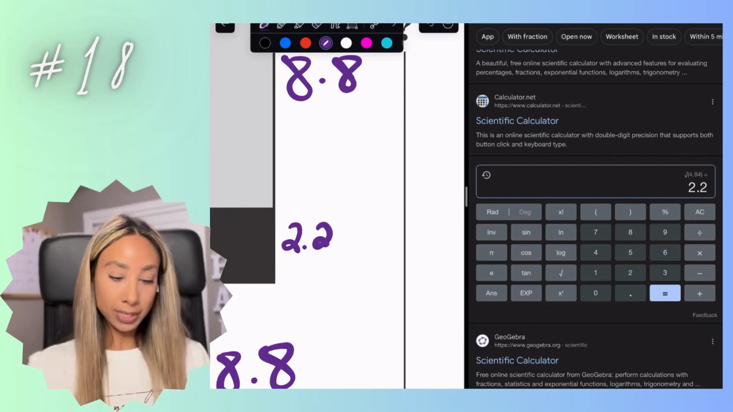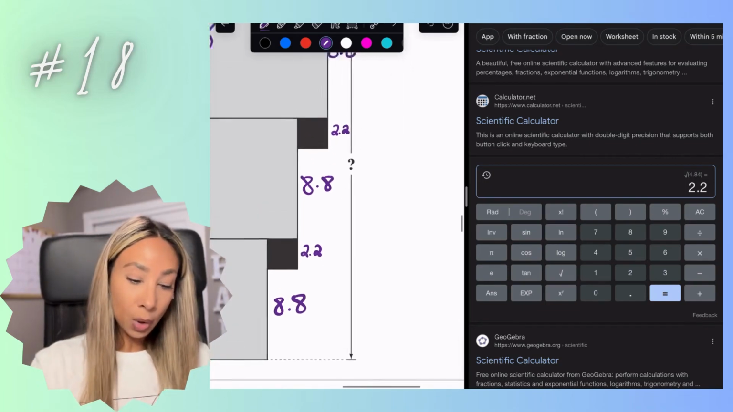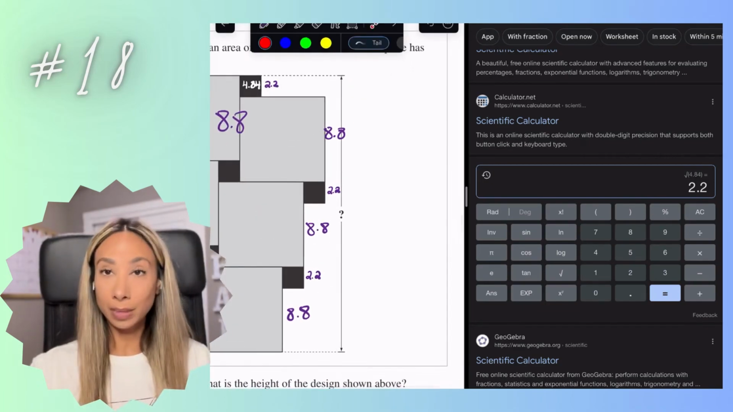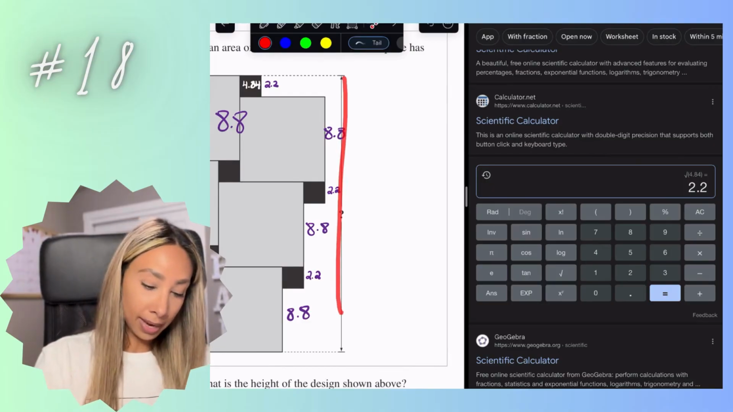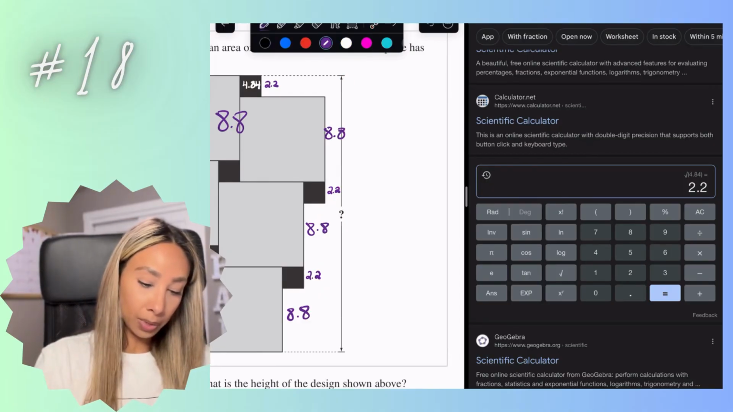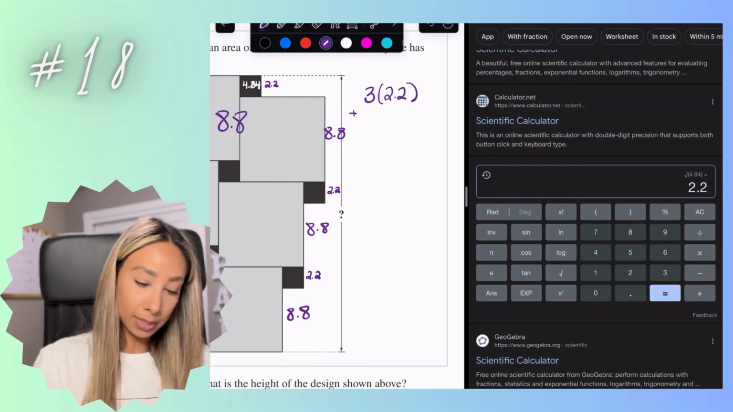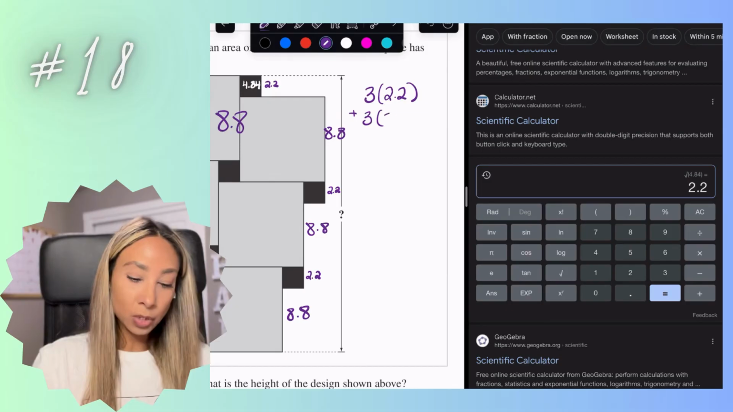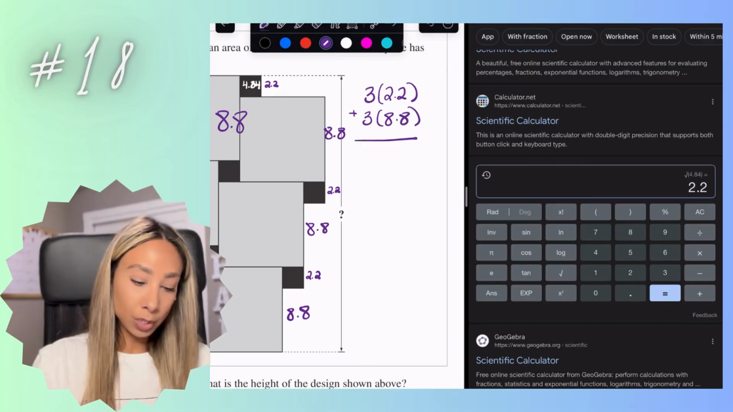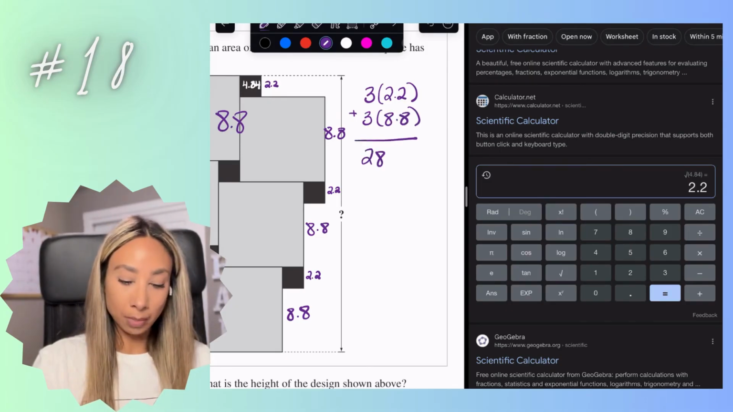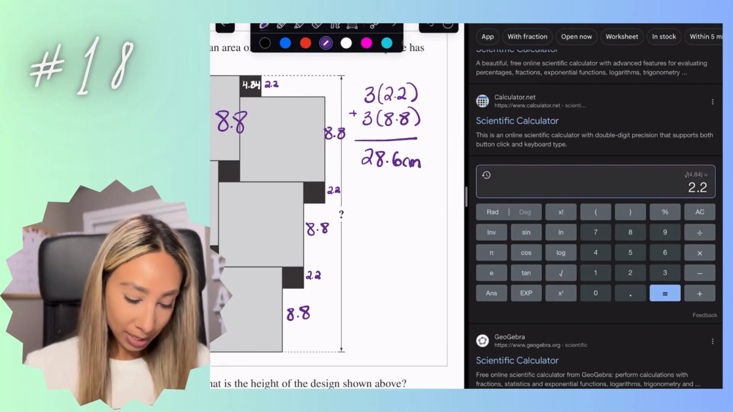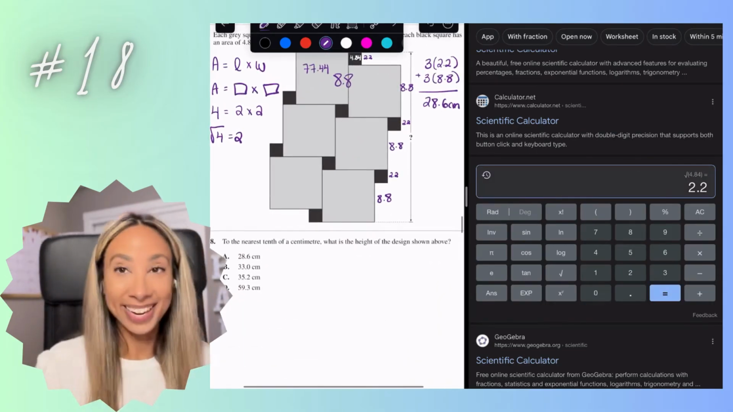Now, since our question is asking us to figure out the height, what we need to do is add all of these numbers together. So technically I'm going to go 3 times 2.2 plus 3 times 8.8. When I punch that all in, I'm going to get 28.6 centimeters. So that means my answer to the nearest tenth would be option A.